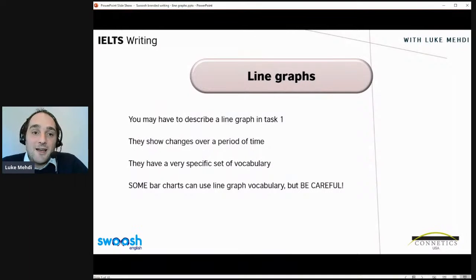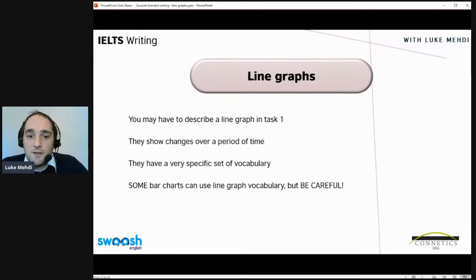So as I said, you may have to describe a line graph in task one. Line graphs show changes over a period of time. When you look at the line graph, there are two axes: the x-axis along the bottom, the horizontal axis, and the y-axis up the side, the vertical axis. That x-axis along the bottom in a line graph is almost always time.